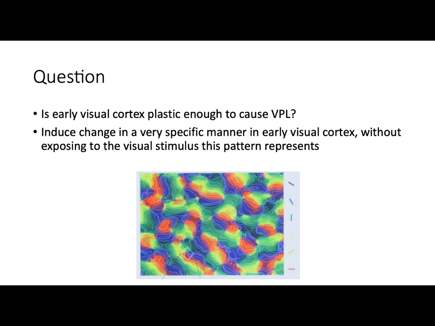Okay? So you probably all know that there are orientation columns in V1, right? So neurons in V1 respond best to a certain orientation. So when you present Gabor stimuli, which are basically these circles with lines at a particular orientation, these induce a very specific pattern of activation in V1, right? And each orientation will produce a different pattern of activity in V1, okay?